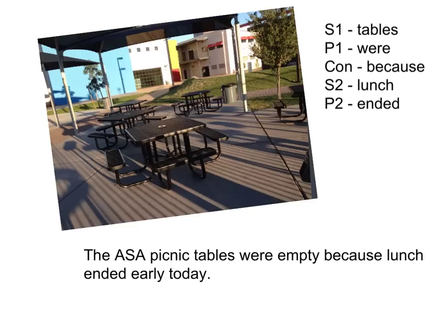And here is my sentence. The ASA picnic tables were empty because lunch ended early today. Again, we have subject, predicate, put a box around our conjunction, subject, and predicate.